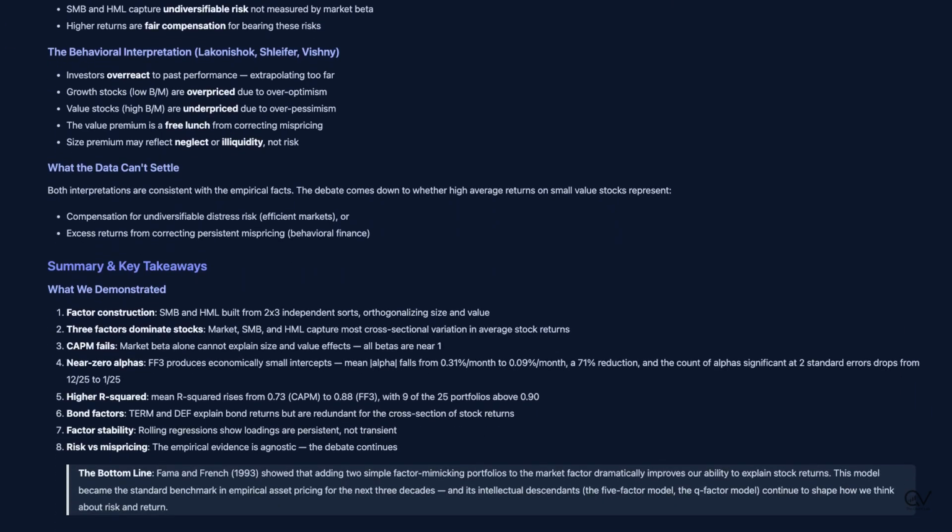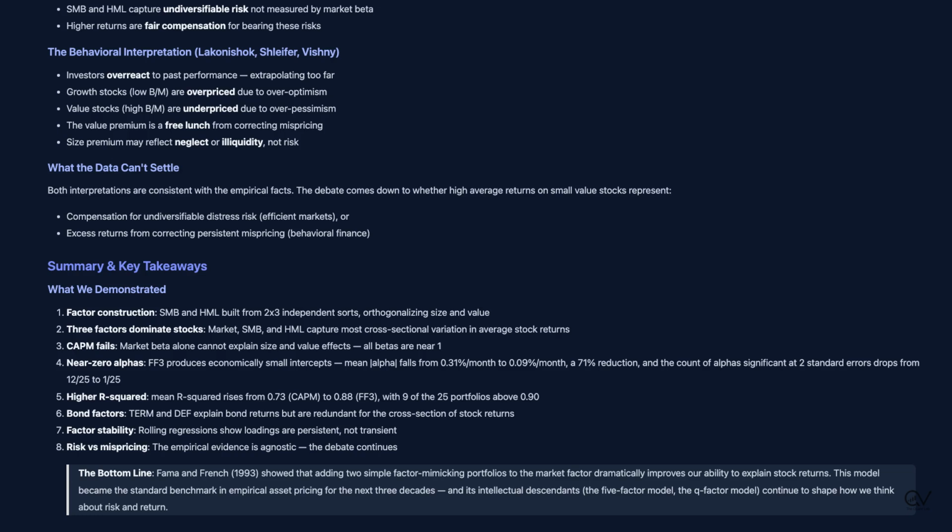To summarize, the Fama French three-factor model is one of the most successful models in all of finance. By adding SMB and HML to the market factor, it explains the cross-section of average returns far better than CAPM. The key innovations are the 2x3 portfolio construction that orthogonalizes size and value, the time series regression framework that directly tests whether factors capture shared return variation, and the extension to bond markets showing that stocks and bonds share common risk exposures through term and default factors.